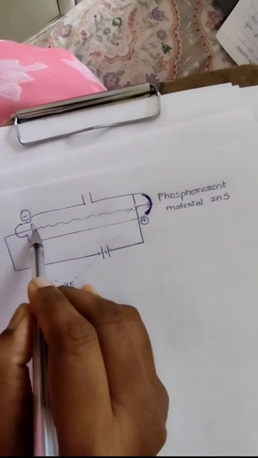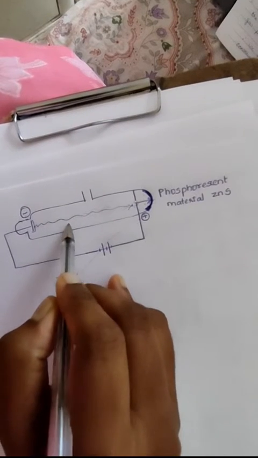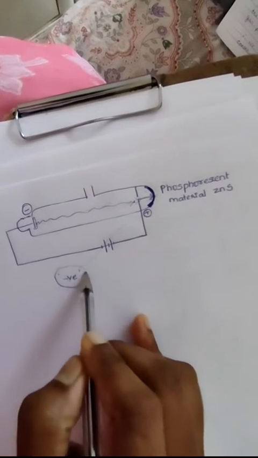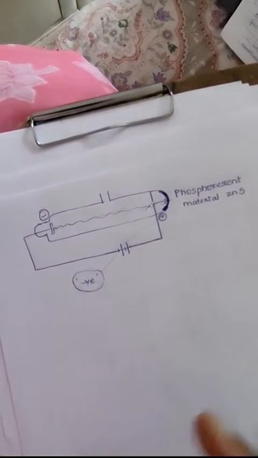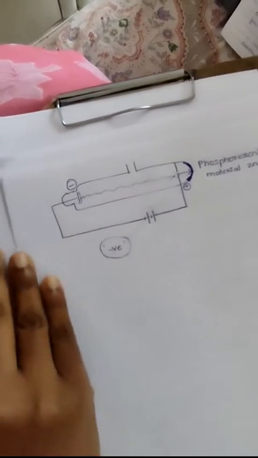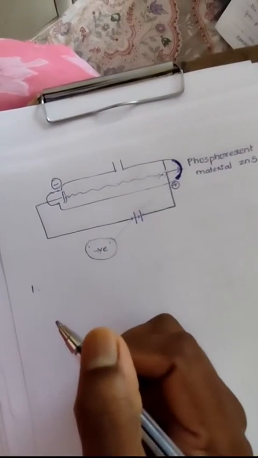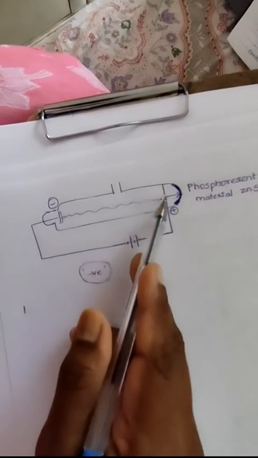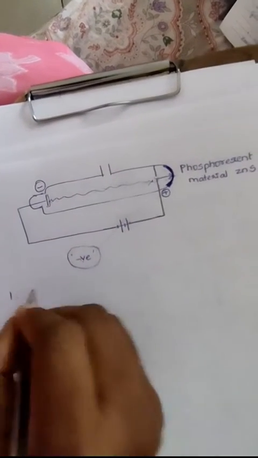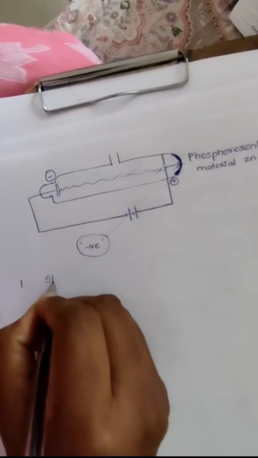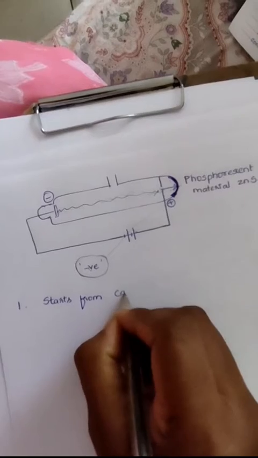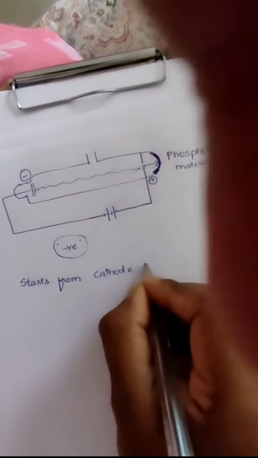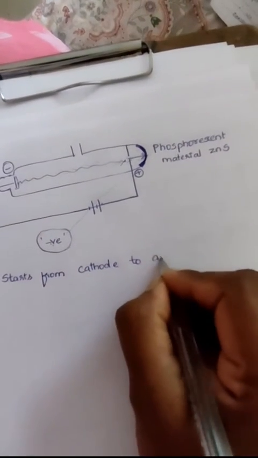So the cathode rays contain particles which are negative in charge. These experiments led to the discovery of the electron. We can summarize these results as: cathode rays start from cathode to anode.